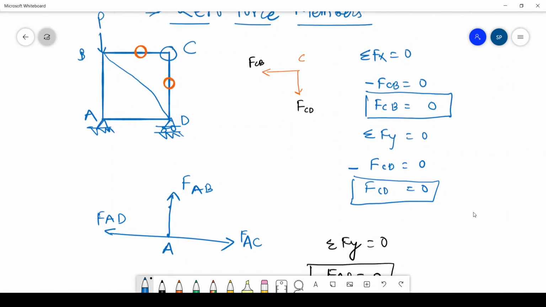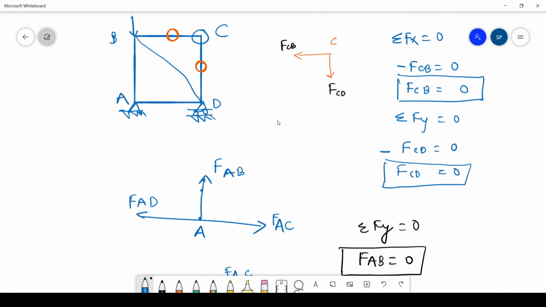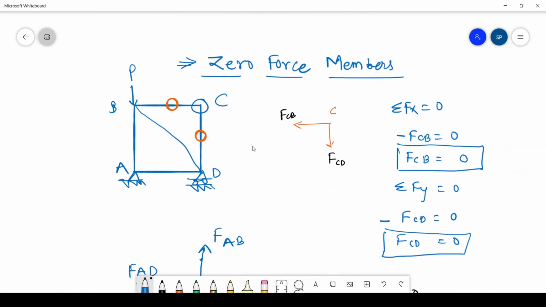So there are zero force members in many structures. How to identify those? Those are typical joints in the structure, as we have seen in this session. You just have to consider that joint and apply the equilibrium condition. By visual observation, you should be in a position to identify it. Once you practice more and more, definitely you will be in a position to observe a given truss or pin jointed frame, and after visual observation itself, you will be in a position to identify those zero force members.